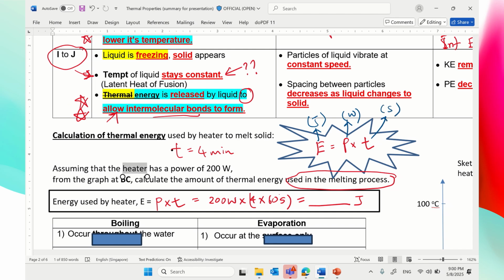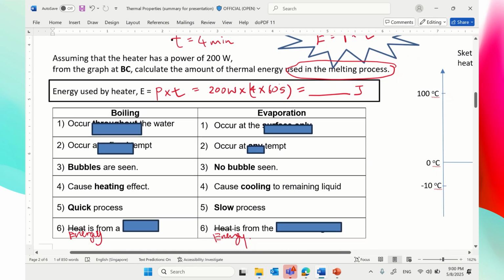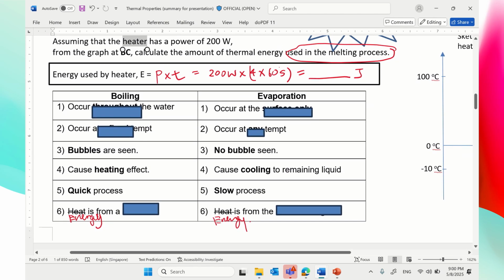All right? That's where this formula came from when we calculate the third formula involving heater in the part on heat capacity, specific heat capacity, specific latent heat of fusion, where heater is involved. We are always talking about E equal PT, power times time. Right. We are coming to an end.